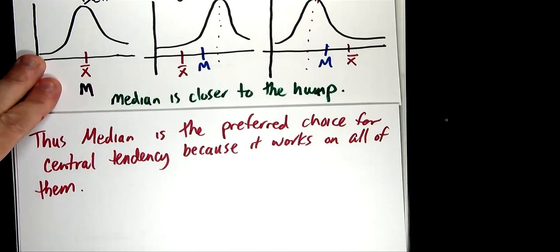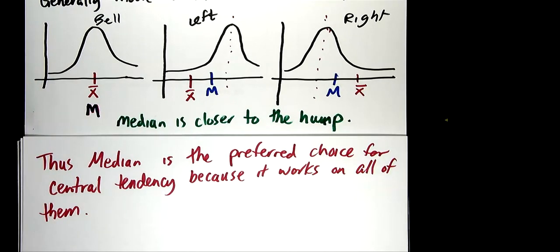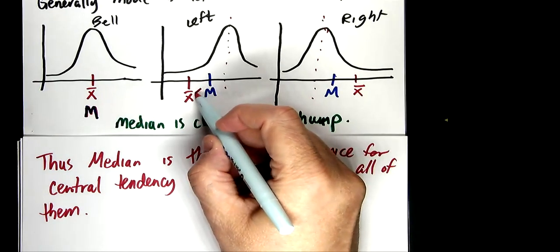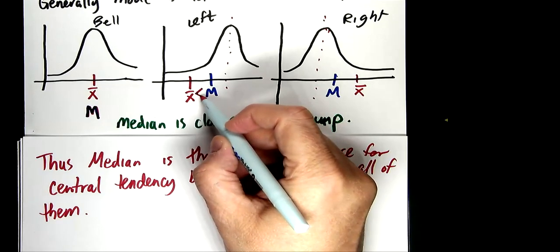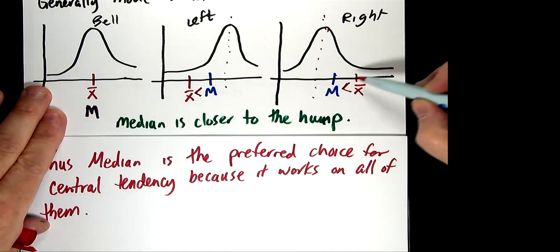Now, I'm sure you're going to have a homework problem that asks you about this left and right stuff and asks you how the average and medians compare. So don't forget inequality symbols, what they mean. The one on the left is always less than the one on the right.